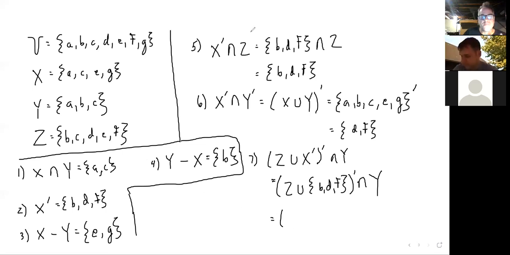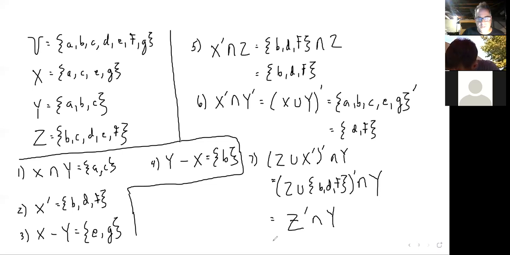So union them up, you're just going to get Z. And you can shorten your workload since Z union with this is Z. That is, it's these elements, B, C, D, E, F, throw them all together. I'm just going to write Z. Still want to take the complement of that though, and then intersect with Y.